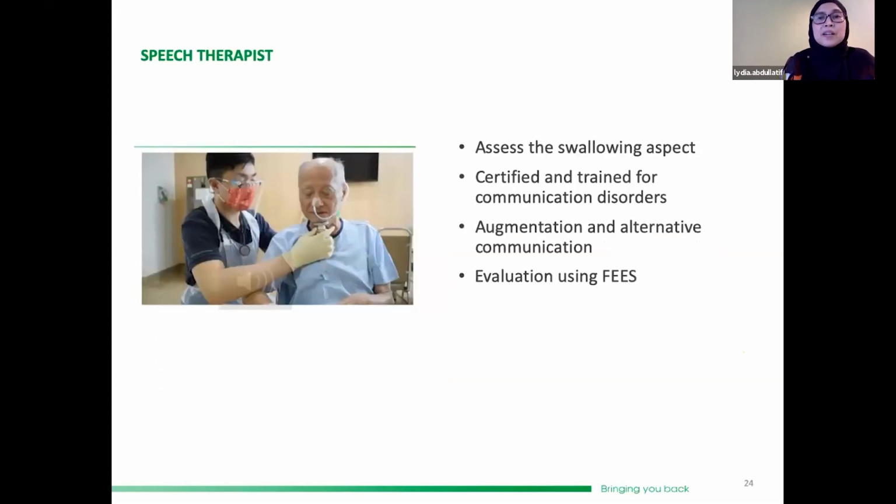Speech therapists are involved in assessing the swallowing aspect of the patient. They are certified and trained for all communication disorders. They can also suggest augmentative and alternative communication. They are also able to evaluate using fiberoptic endoscopic evaluation of swallowing.